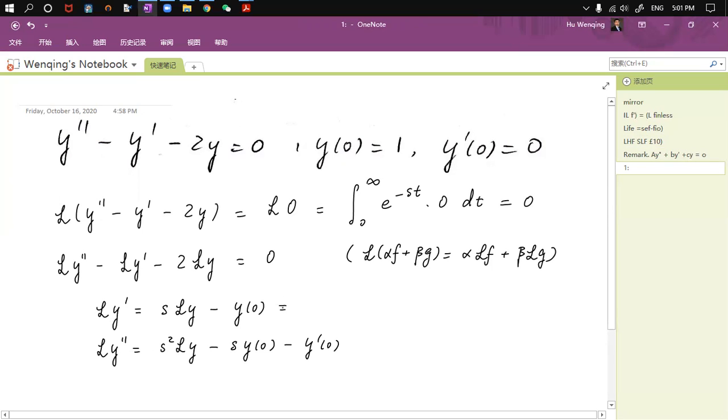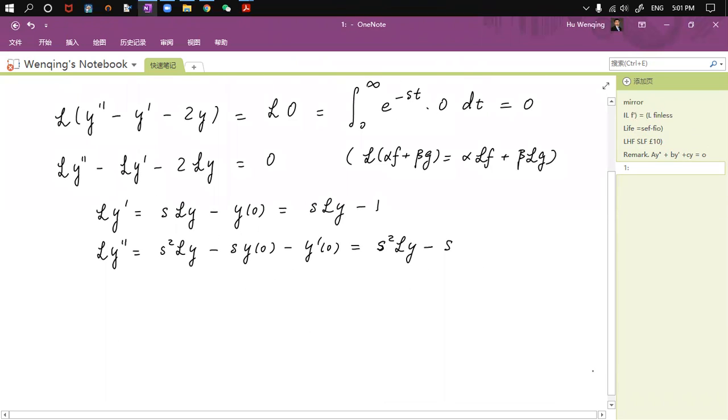Now, in our case, y of 0 is 1 and y prime of 0 is 0. So you are going to have something like this. Is that good for everybody? Basically, you are able to represent any of these Laplace transforms of the derivatives as s to a certain power multiplied by the original Laplace transform.